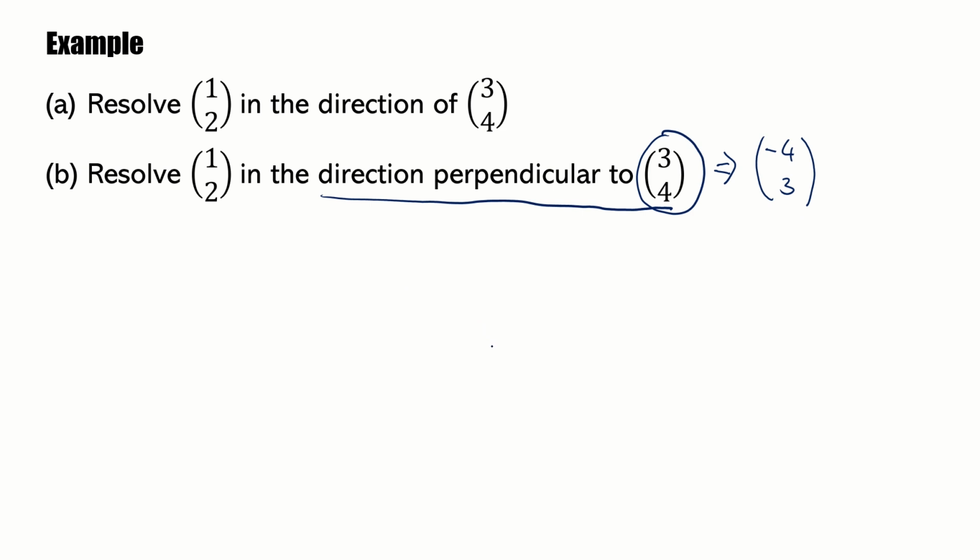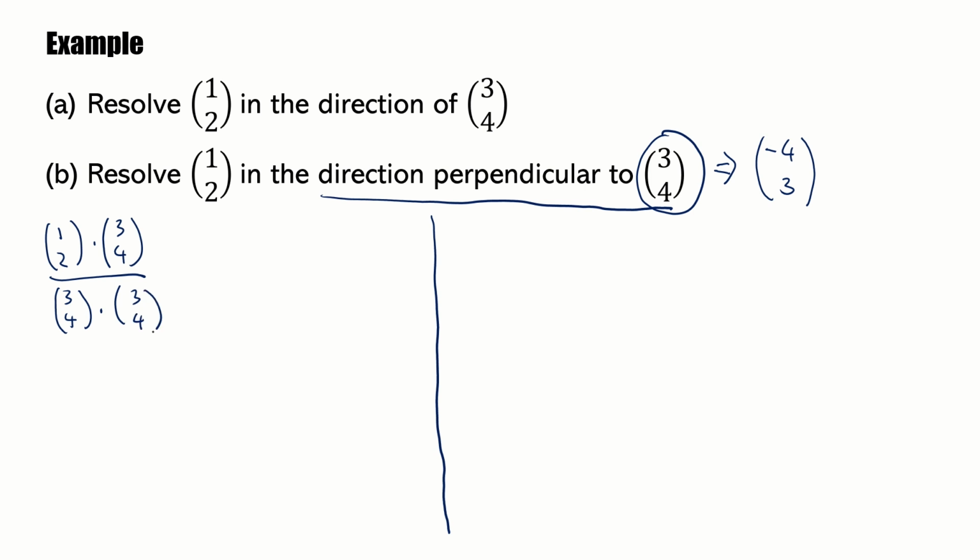It will all work out the same in the end, even though the method will look slightly different depending on where your minus sign was placed. So let's do part A. All you've got to do genuinely is to do the vector we're trying to resolve, 1, 2, dotted with the vector we're trying to resolve in the direction of, so 3, 4, and then divide by 3, 4 dot 3, 4, and that's going to be telling us how much of the vector 3, 4 we need.